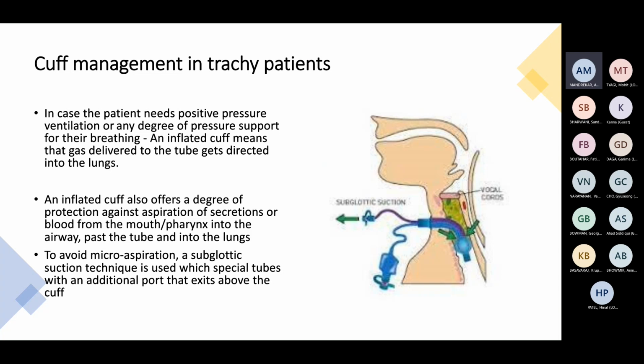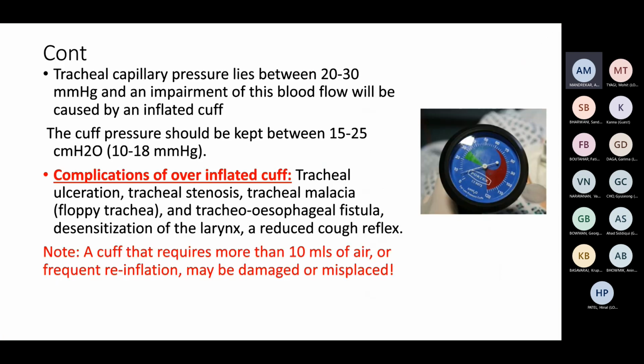Basically, this is to show how the cuffed tracheostomy tube would prevent aspiration. As you can see here, there is also what we call a subglottic suction port that would remove any minor secretions that may slip around the cuff, and that would allow continuous suctioning even with the cuff up.